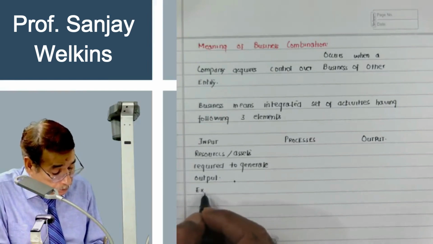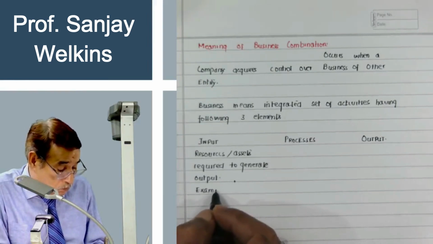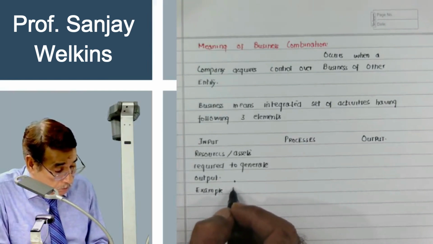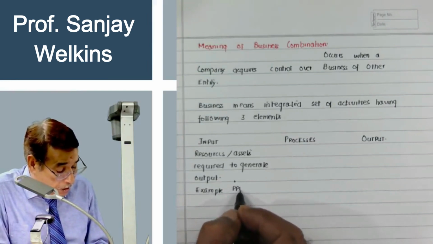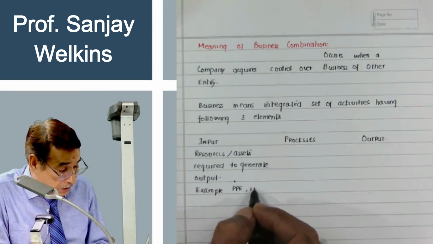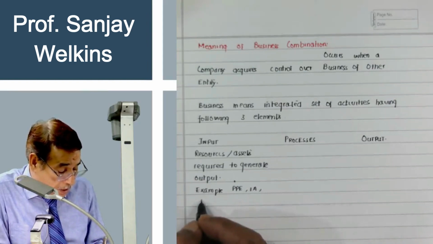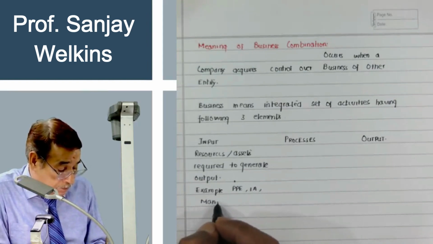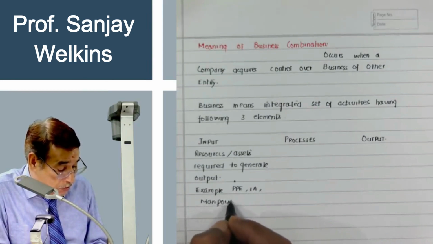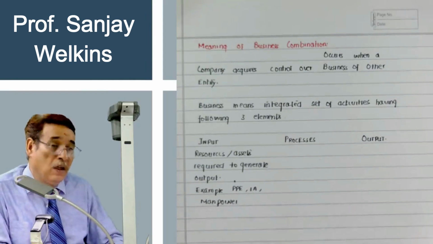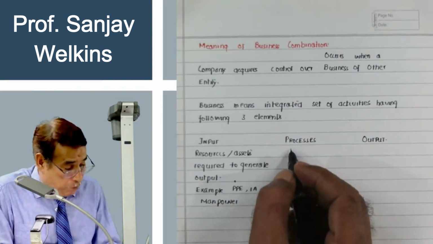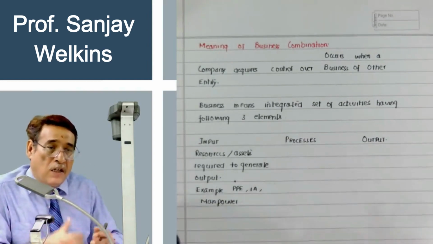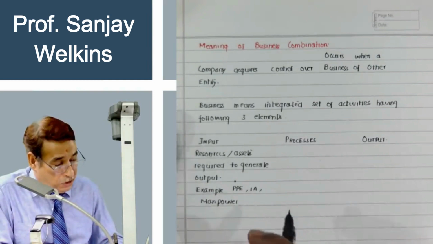Example, for example, various property, plant and equipment, various intangible assets, manpower, all these are examples of inputs, correct? Then processes simply means techniques, technical know-how, expertise actually, correct?